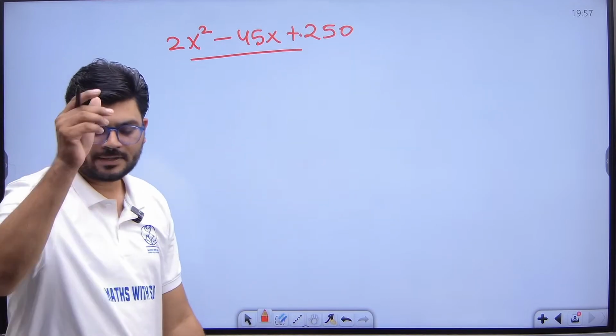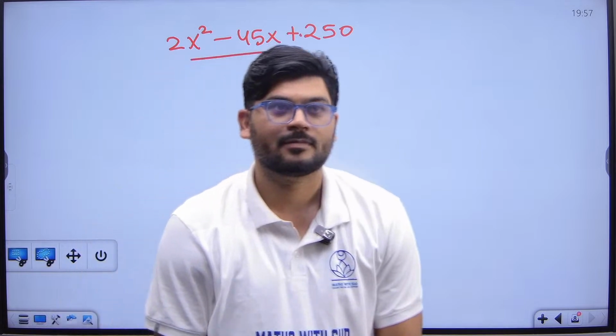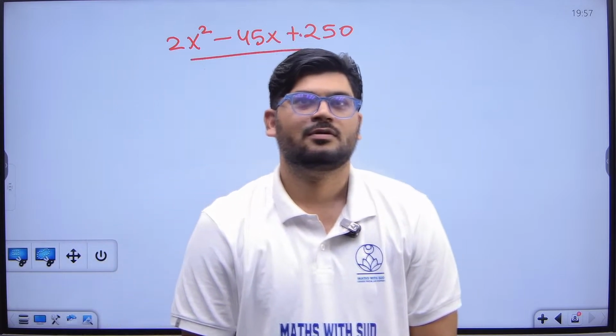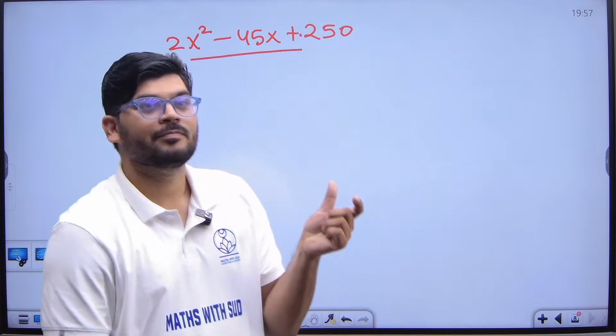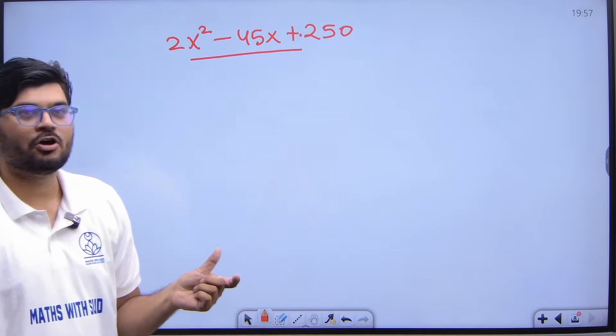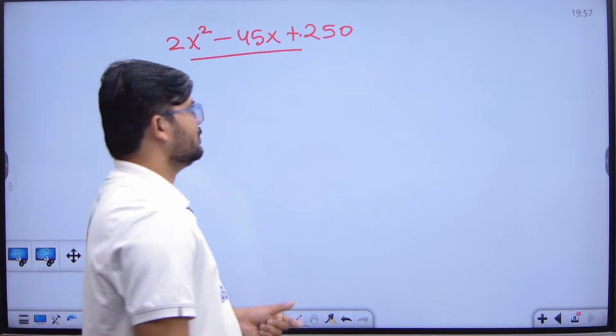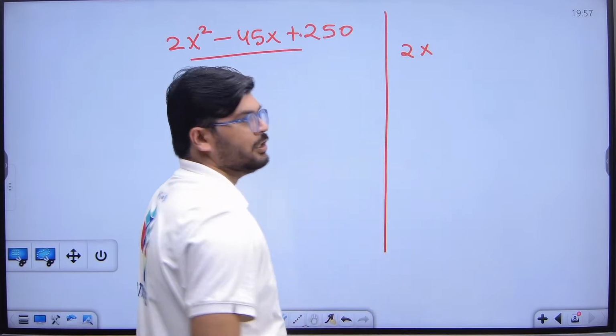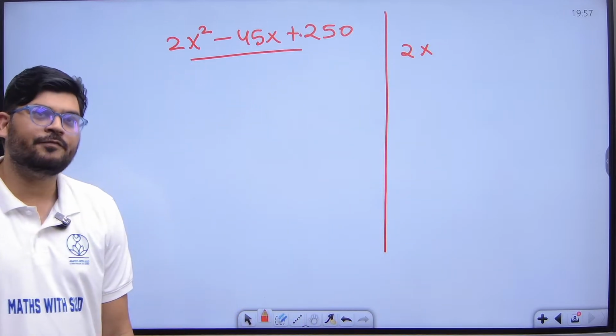So what is the first step? Tell me. 2x square minus, I have to split that, right? I told you the algorithm. No, first is prime factorization. So 2 into, now you have to do the prime factorization of 250.